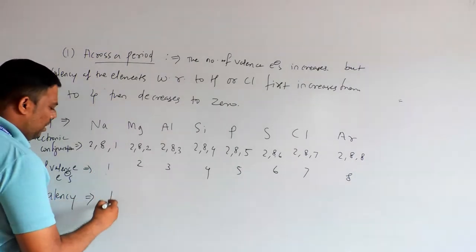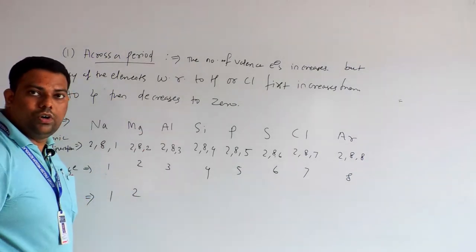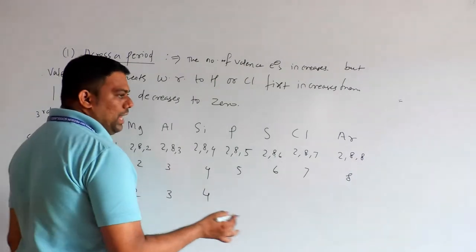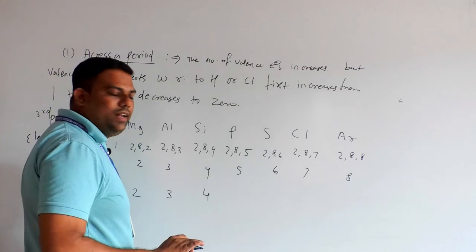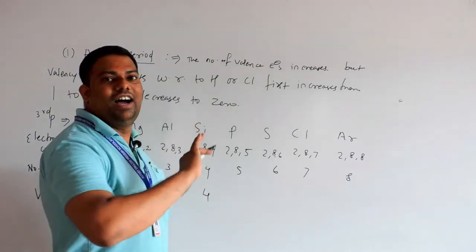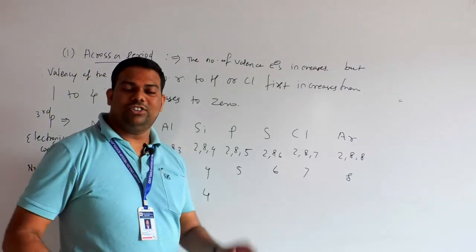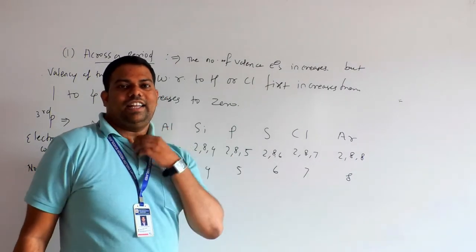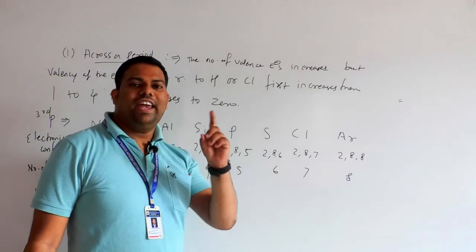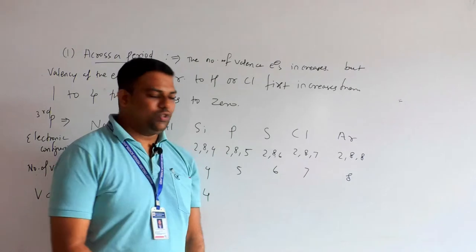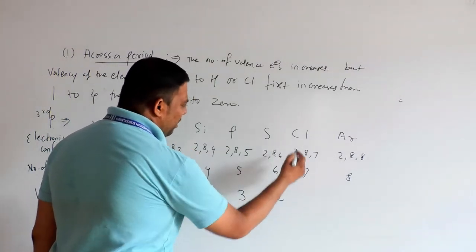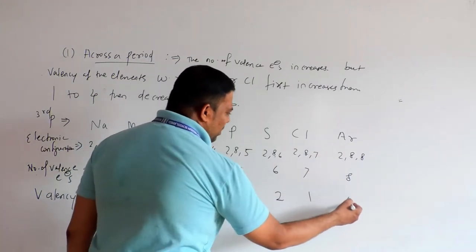Sodium has valency 1, magnesium 2, aluminium 3, silicon, like carbon, has valency 4. Now see phosphorus: when your valence electrons are 5, 6 or 7, at that time we have to use the formula: valency is equal to 8 minus valence electrons. So 8 minus 5 is 3, 8 minus 6 is 2, 8 minus 7 is 1, and 8 minus 8 is 0.